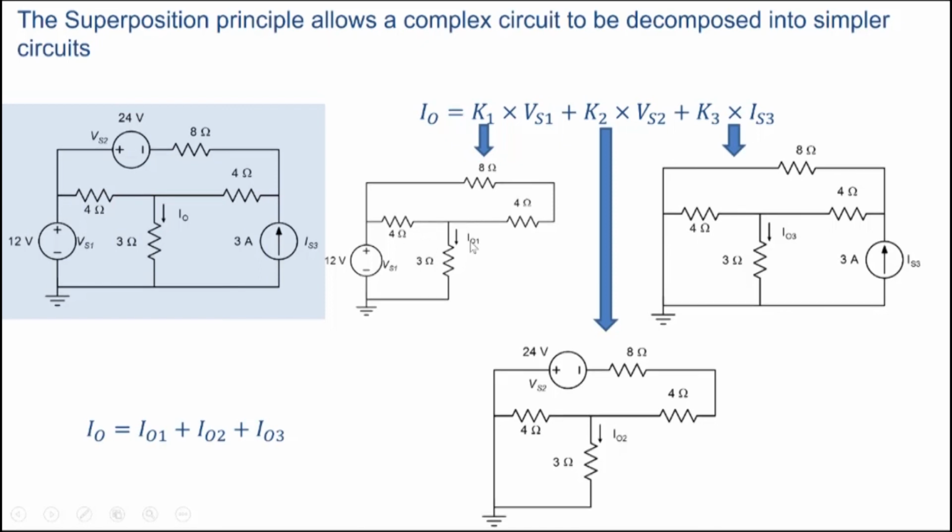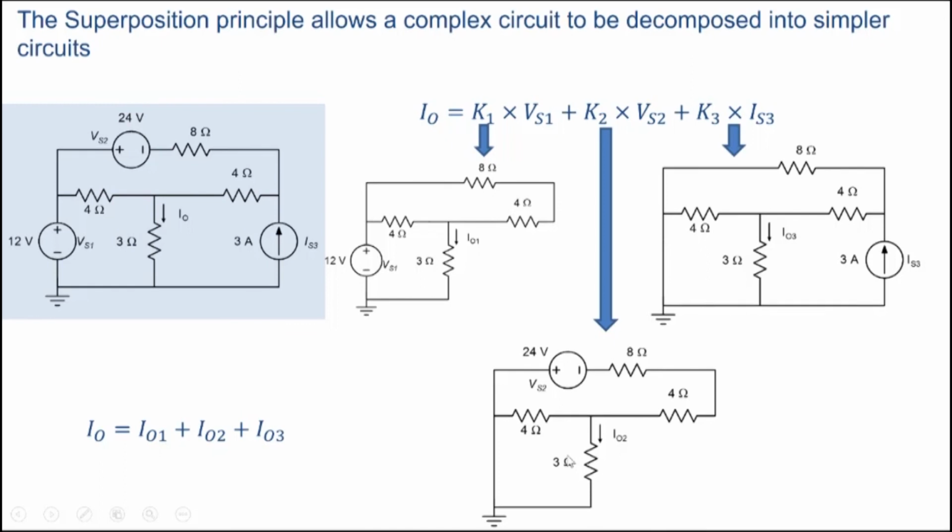Note that I01 is only due to VS1. I02 that you get here is only due to VS2. I03 is only due to IS3. The total current will be I01 plus I02 plus I03. So what we are saying is, instead of solving one complex circuit consisting of 3 sources, what the superposition principle is allowing us to do is take this circuit, break it up into 3 simpler circuits here. One circuit here, second circuit here, and a third circuit here.